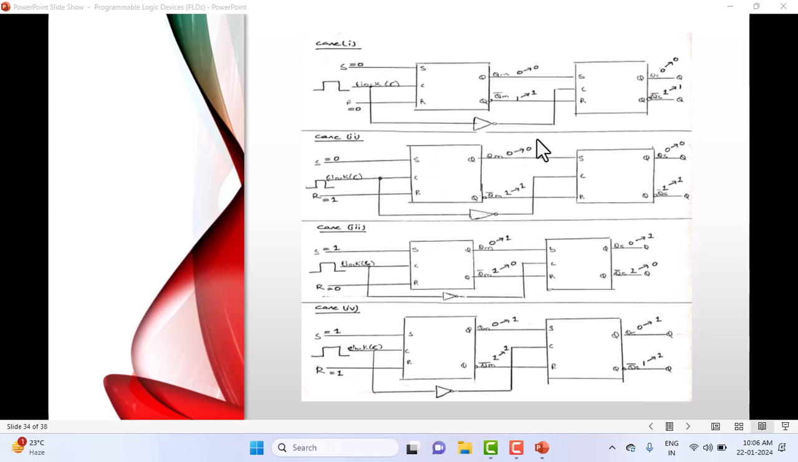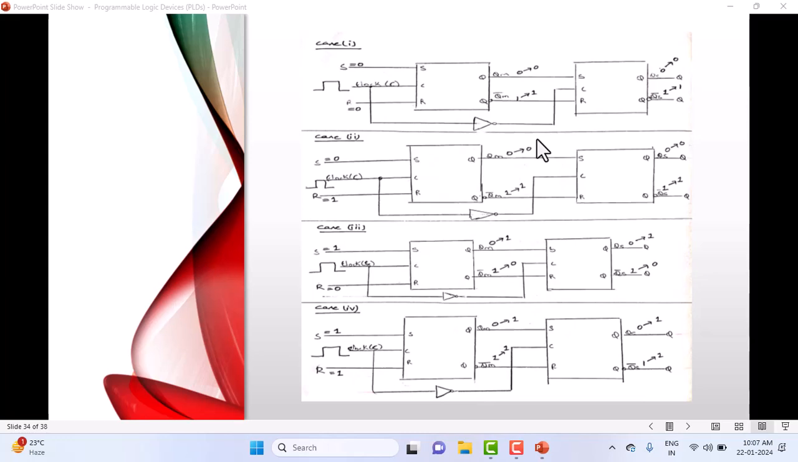I've tried my level best to explain all possible scenarios. Case 0 0. First, you can see here 0 0. What's going to happen? The truth table is mentioned in one single table, but if you go through each and every stage, you will understand better. Both are 0 0. Okay, there's an inverter here.